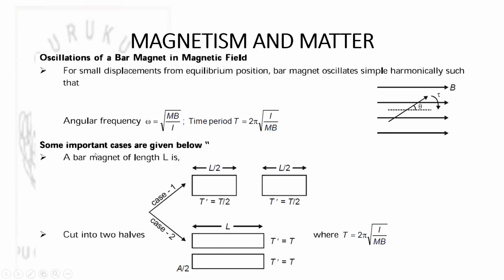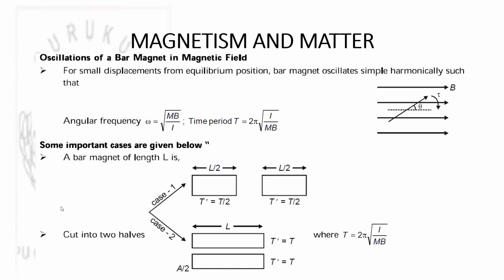Then some important cases which can be helpful in solving numericals for us. A bar magnet of length L is cut into two equal halves along the length. Then in that case, each of these bar magnets will have a time period equal to half of the time period of the complete magnet. That means the new time period T dash is equal to T by 2.